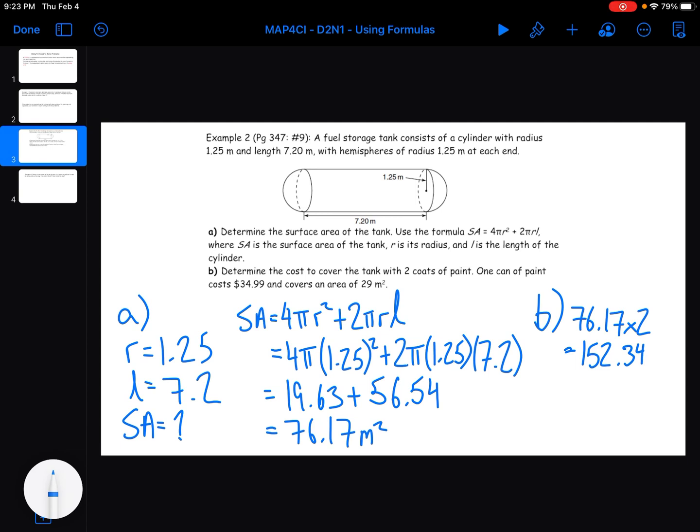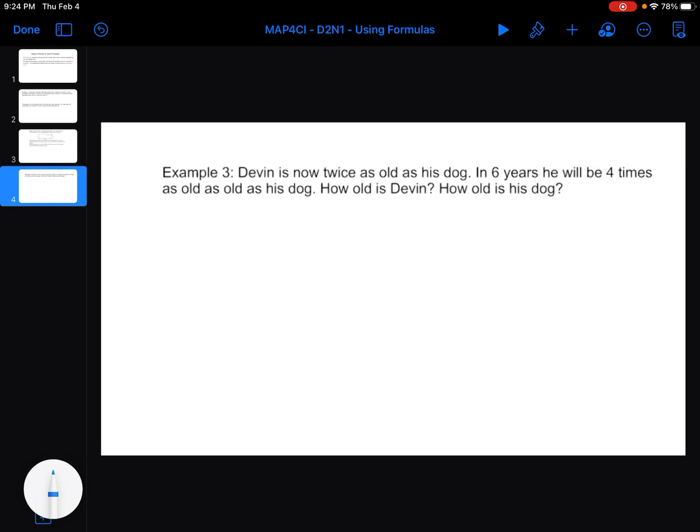Second, 1 can does 29 meters. So we're going to take our answer and divide it by 29. And that's going to tell me we need 5.25 cans. So we need 6 cans. We can't buy 5.25 of a can. And then 6 times our price, which was $34.99, and we'll just say that Home Depot had to save the tax. So it's just going to be 209.94. Sorry, I wrote the answer down, not the times 34.99 equals, 180.81, excuse me, and that's dollars.